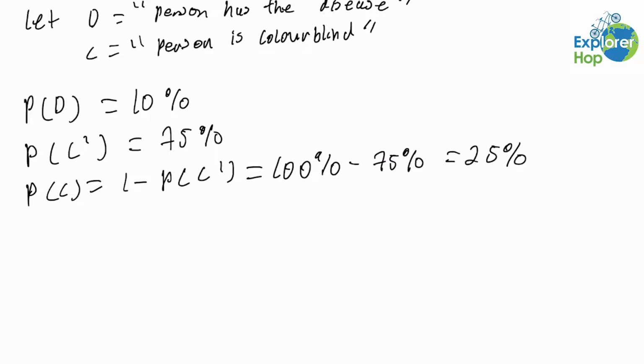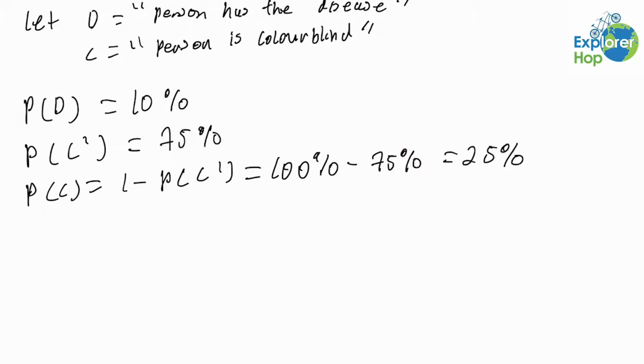And we also know that the probability of the union of event D and C is equal to 30%, because we're told that 30% of the population have either a rare disease or are colorblind. So the probability of the union of event D and C is equal to 30%.